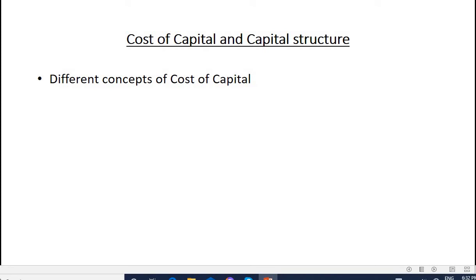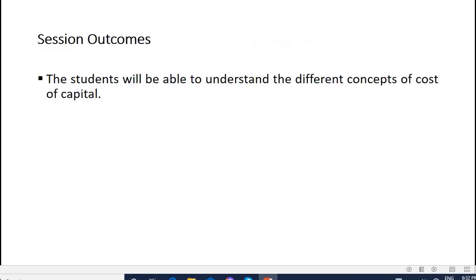This is regarding the cost of capital and capital structure unit. In this you are going to study different concepts of cost of capital. The outcome of this session is to make you understand the various concepts of cost of capital, how the cost of capital is classified in various forms.